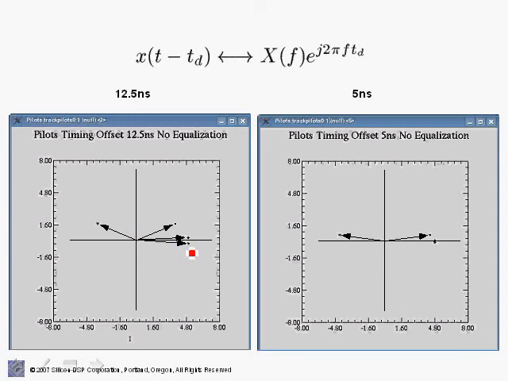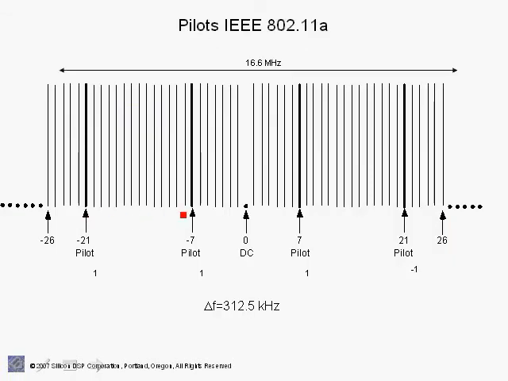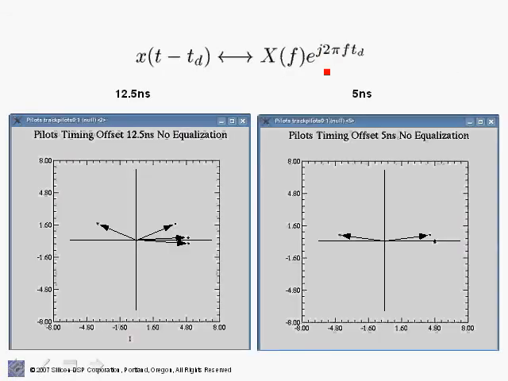Basically, we have 4 pilots. The pilots are located at 4 different frequencies, shown over here. So we got pilots at 4 different frequencies. Therefore, if we look at the expression over here, for a given fixed time delay, each pilot would have a phase shift that depends on the frequency of the pilot. That's why we see the different phase shifts corresponding to the different frequencies of the pilots.